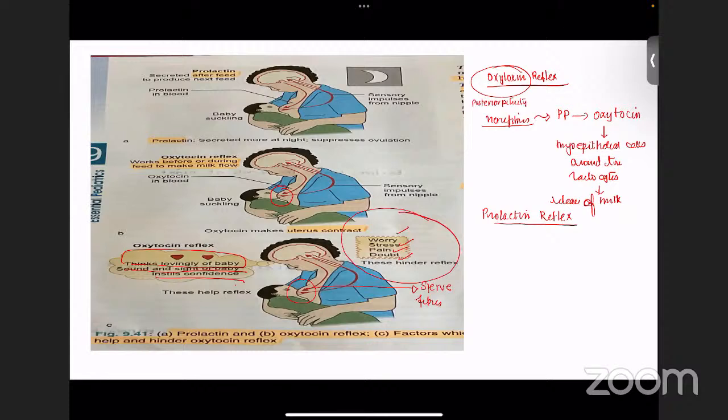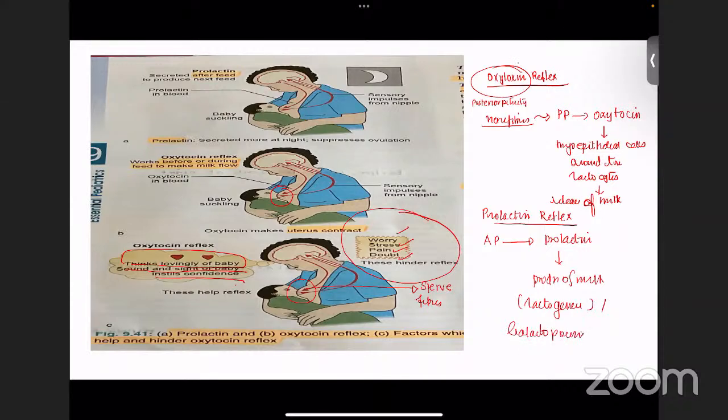So what about the prolactin reflex? Whenever the baby sucks, the signal goes through the nerve fiber to the anterior pituitary and releases prolactin. Now this prolactin causes the production of milk. It is known as lactogenesis, also galactopoiesis.